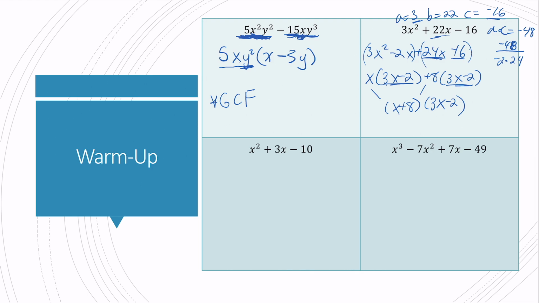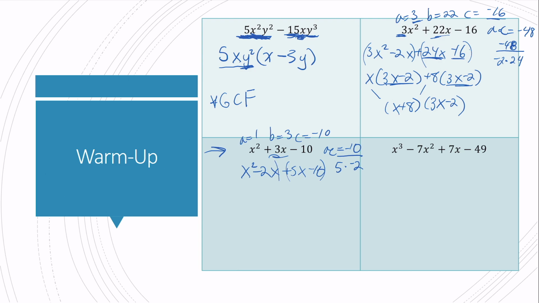Now, when we're finding the factors of AC that add to B, and A isn't 1, we have to go through this factoring by grouping method. But we don't necessarily have to do that when A is 1. So for this next example, A is 1, B is 3, C is negative 10. I'm trying to find the factors of negative 10 that add to a positive 3. Well, how about 5 times negative 2? I could rewrite this as x squared minus 2x plus 5x minus 10.